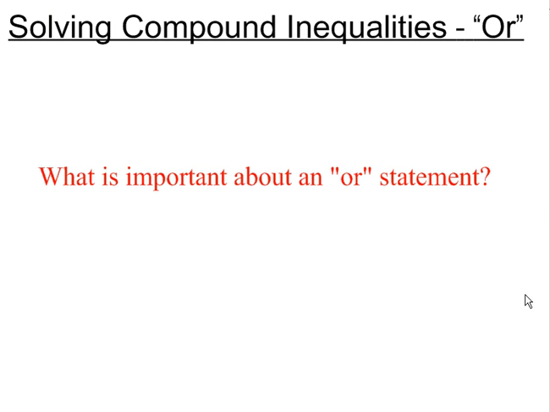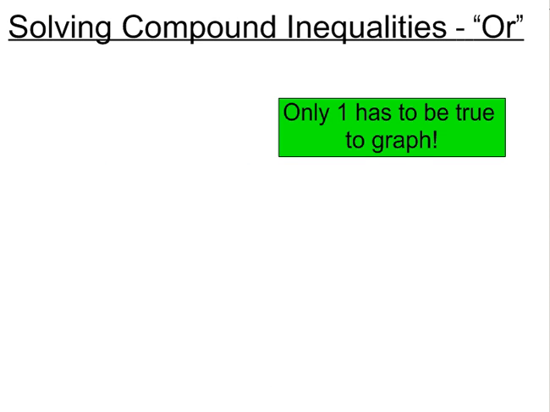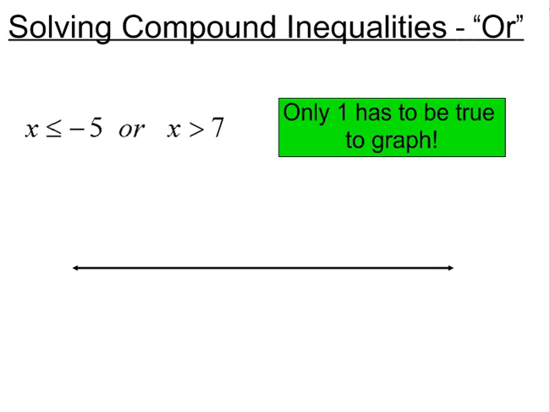Okay, and that's where you see at the top of your page there, only one has to be true to graph. That's what we're talking about. Only one thing has to be true in order to graph this compound inequality. So let's take a look at this, where x is less than -5 or x is greater than 7. So we're going to see what this looks like when we graph it. Again, we're going to put some numbers down. We're going to put a 0, and we're going to put a -5, and we're going to put a +7. So we're going to graph this.